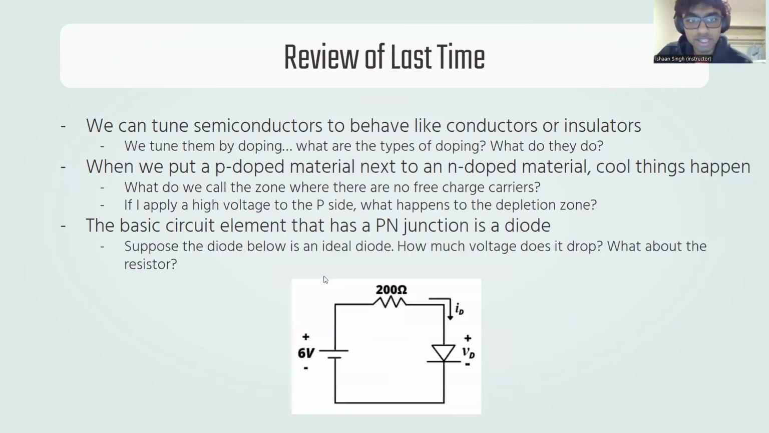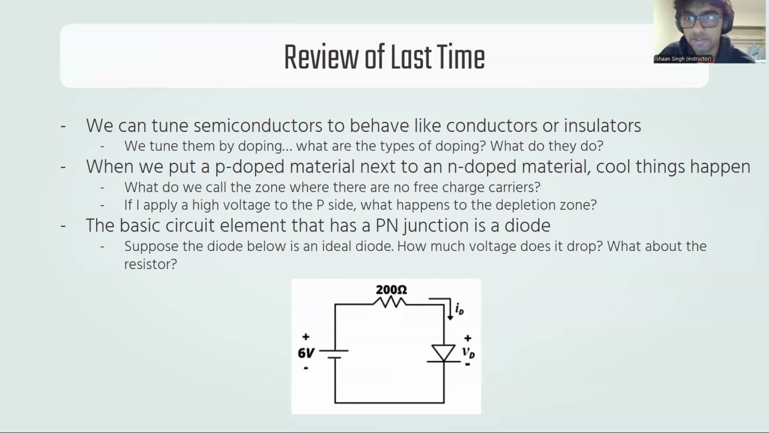So now in this circuit, the basic circuit element of a diode is a PN junction, okay? So suppose the diode here is an ideal diode. If it's in forward bias, if current's flowing through it, it drops 0 volts. And if it's in reverse bias, no current flows through it. So in this circuit right here, how much voltage does this diode drop? Someone give it a guess. In this circuit, how much voltage does the diode drop?